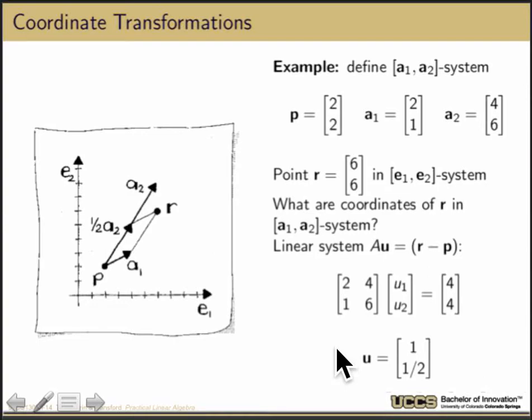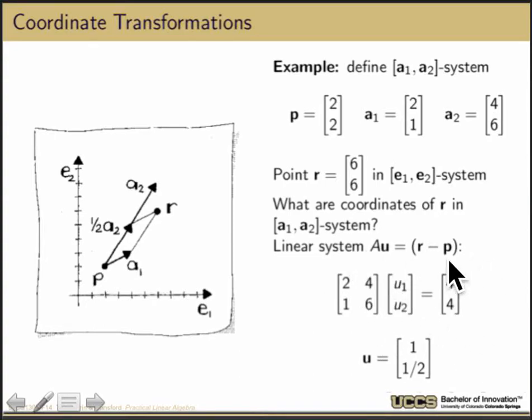Okay. Second example, assume we have a different transformation. A1 is 2, 1, but now A2 is 4, 6. And again, we're going to keep P as 2, 2. And I want to figure out what the point 6, 6 is in the E1, E2 coordinate system. So I can map back to the previous transformation, and now we are going the other direction. So I actually end up with a linear system AU equals R minus P, because we know that R is equal to AU plus P. So we just pull the P from this side to that side.